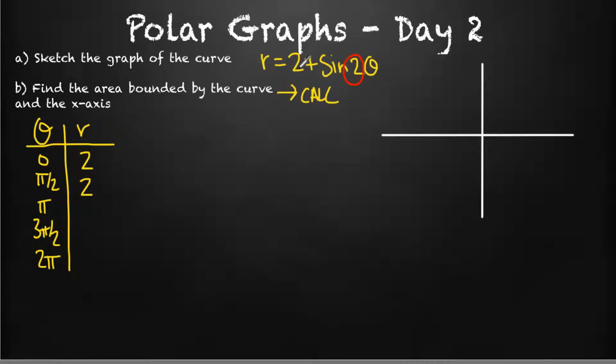The sine of that is 0, plus 2 is 2. And the same thing happens here, and the same thing happens here. So you just get 2 for every angle. So we're going to go 2 units in the direction of 0, 2 units in the direction of 90, 2 units in the direction of 180, 2 units in the direction of 270, and 2 units in the direction of 2 pi. All right.